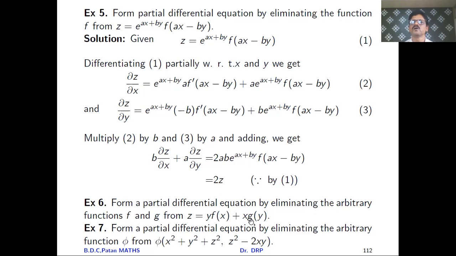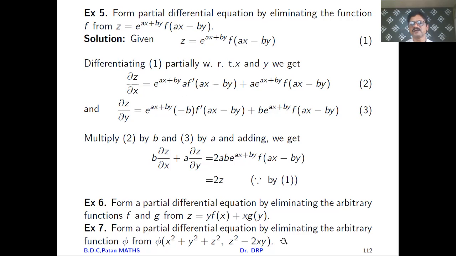And straightforward you take the derivatives. Maybe you will need to find the second order derivatives similar to that example number 4, and easily you will get here the required partial differential equation by the elimination of the arbitrary functions f and ψ. But you try it at home. If you are not getting the solution, you ask me at any time. Then what is another question given?